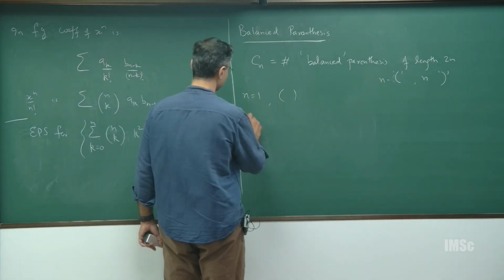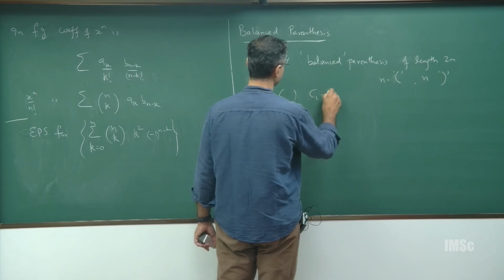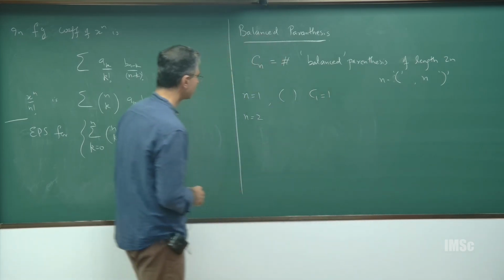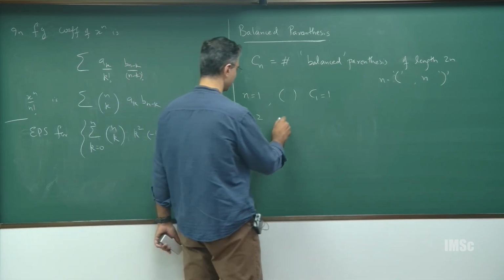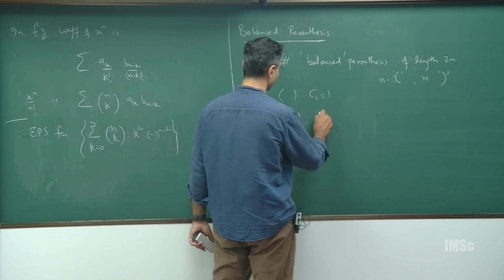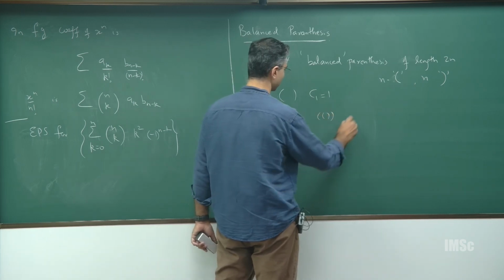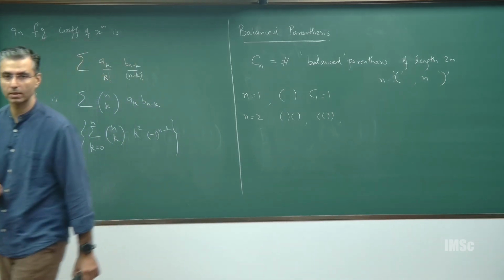N is equal to 2. So, n is equal to 1. So, we are saying C1 is just 1. N is equal to 2. 2, right, either like this or like this, right, only two possibilities.